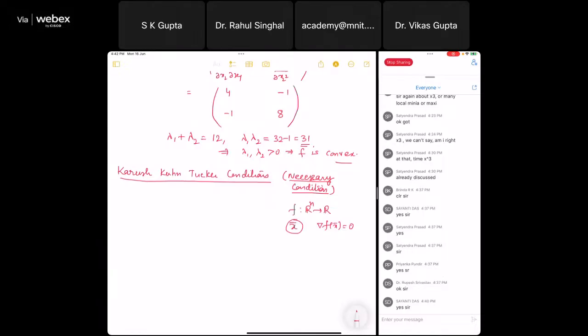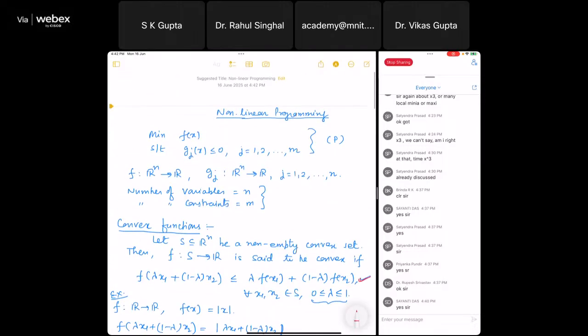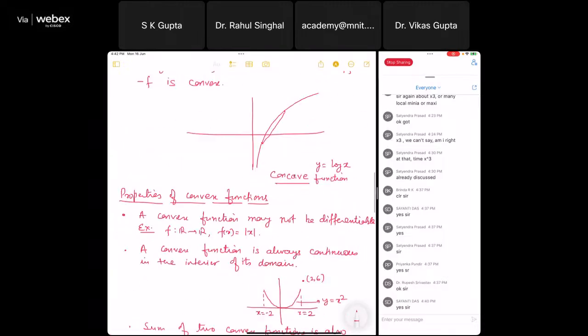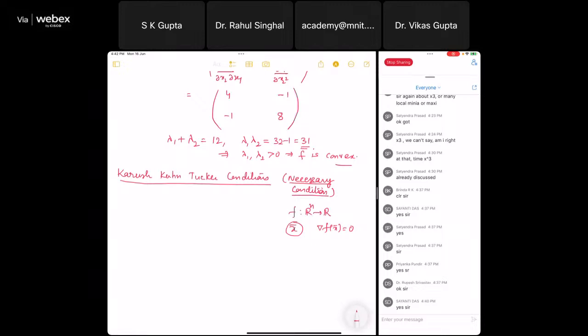Similarly, if we have a constrained optimization problem like this problem P, it is a constrained optimization problem because constraints are involved. So in this case, what is a necessary condition? How can we say that if a point x bar is a point of local maxima or minima, then what are the conditions which it should satisfy? So what are those conditions? Let us see.